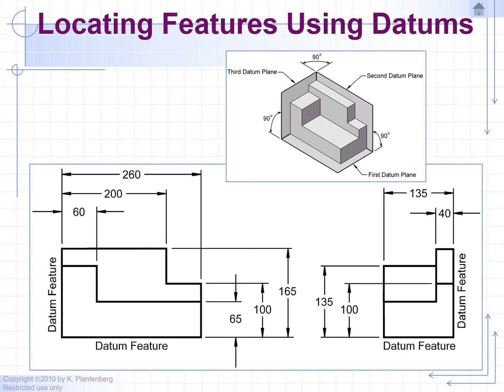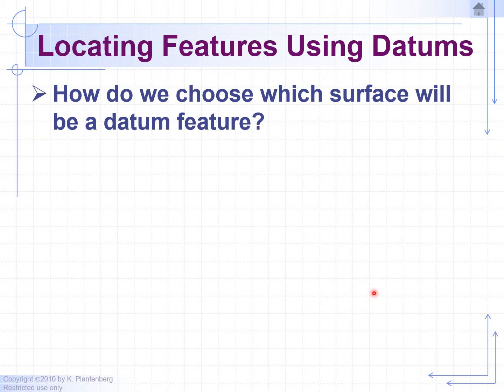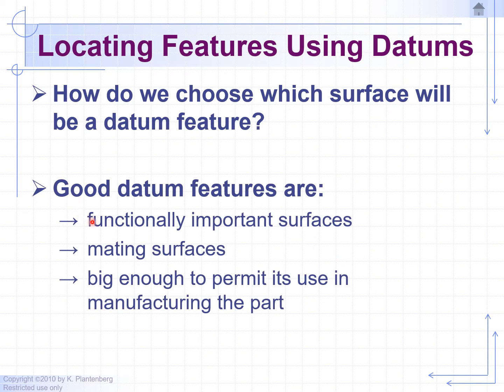Next slide. So how do we choose which surface to use as a datum feature? Well, one is the function of the part. So what's the function of the part? Another one is how does it mate with other parts? So the mating surfaces. And also you want to use a big enough surface to permit its use in manufacturing the part. So a good example is the base, the bottom surface, typically the largest surface of the part, which will be located and clamped onto the table of a 3-axis Fadal or Haas 3-axis machine. You'll clamp it down and you drill the features into it, like the pockets or holes, for example.